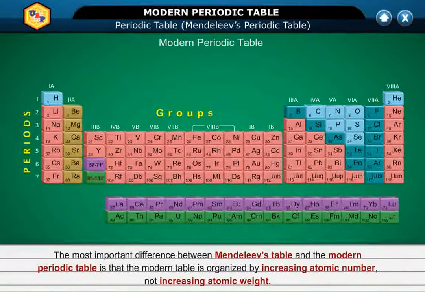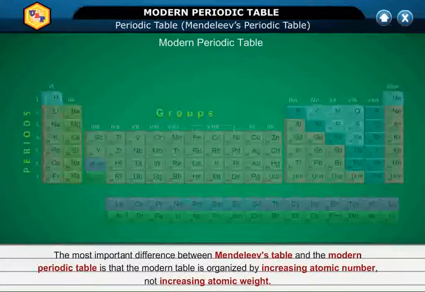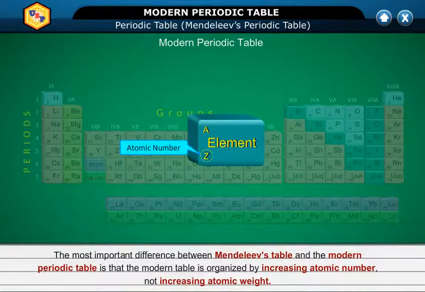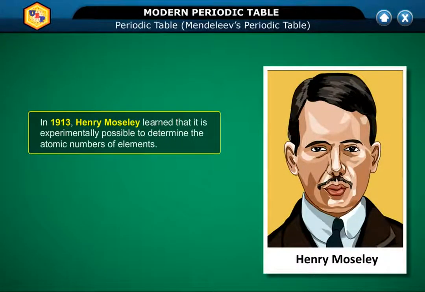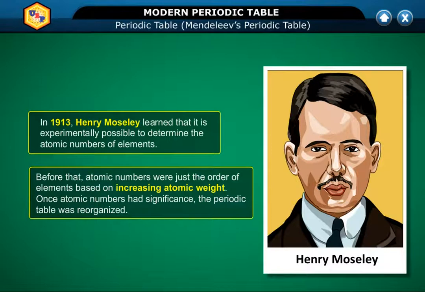The most important difference between Mendeleev's table and the modern periodic table is that the modern periodic table is organized by increasing atomic number, not increasing atomic weight. Why was the table changed? In 1913, Henry Moseley learned that it is experimentally possible to determine the atomic numbers of elements. Before that, atomic numbers were just the order of elements based on increasing atomic weight. Once atomic numbers had significance, the periodic table was reorganized.